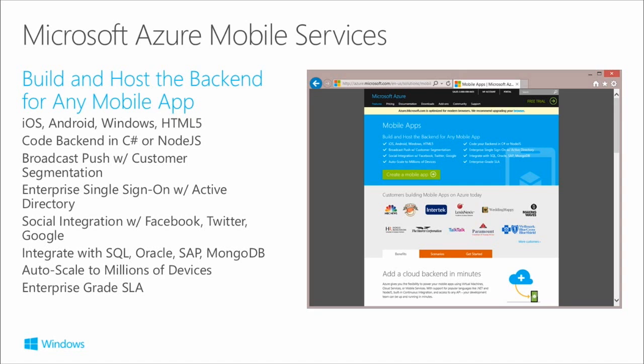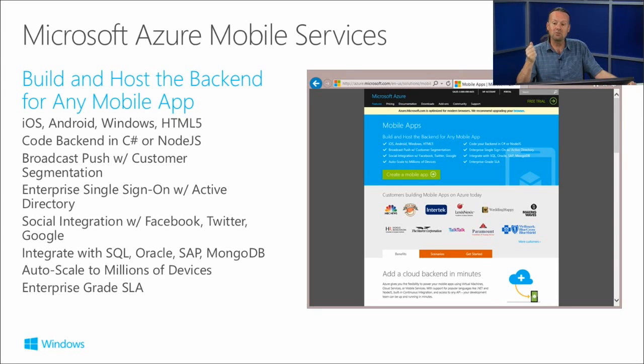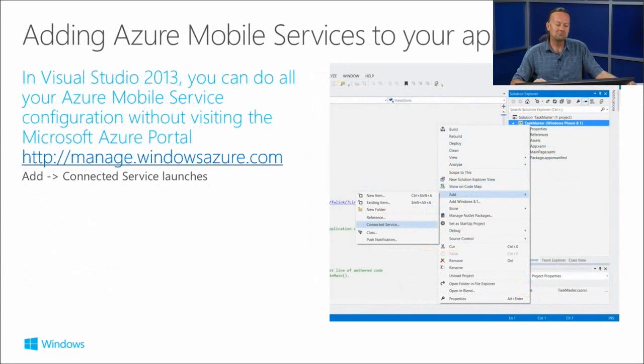The code backend, your scripts in the cloud, can be in C# or it can be in Node.js. And it's got great support for push notifications. We've got enterprise single sign-on. You can authenticate against social networks such as Facebook, Twitter, or Google. And behind all this there'll be some kind of a database. That can be SQL Azure, or it can be Oracle, SAP, MongoDB. You can scale it out to millions of devices. This is a proper cloud service. It actually comes with an enterprise-grade service level agreement. It's a really cool offering that you can use to build out your backend.